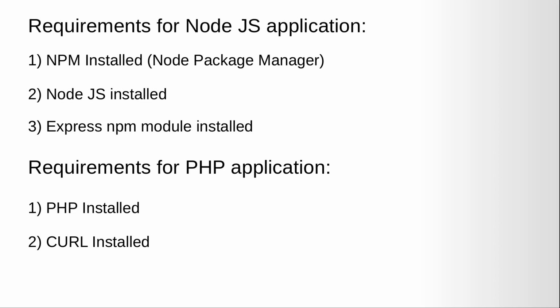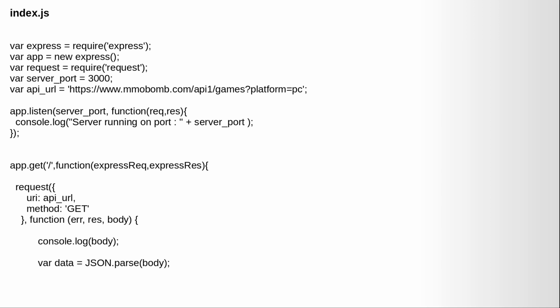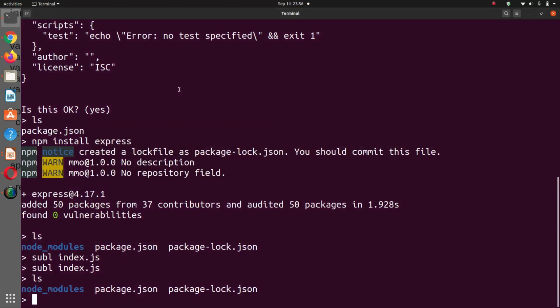The requirements for the Node.js application are: you need npm installed, that is the Node package manager. Then you need Node.js installed, and the third thing you need is the Express module for Node, which is responsible for creating a web server in Node.js. If you want to implement the same application in PHP, you need PHP installed and you need curl installed on your computer. So the first thing we are going to do is implement it in index.js.